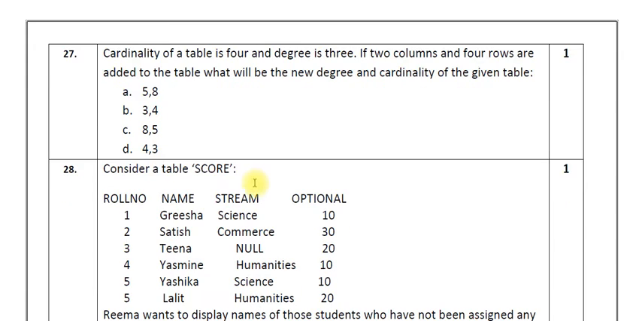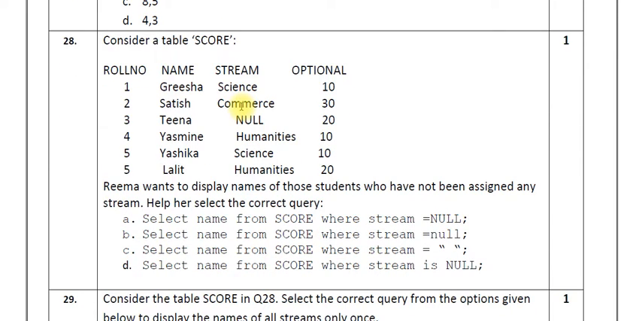Moving on to some other parts: the cardinality of a table is 4 and the degree is 3. If 2 columns and 4 rows are added to the table, what will be the new degree and cardinality of the table? Degree and cardinality are some of the simple attributes of a table. So just go through that part. Keep in mind the meaning of degree and the meaning of cardinality. You will be able to answer those kinds of questions.